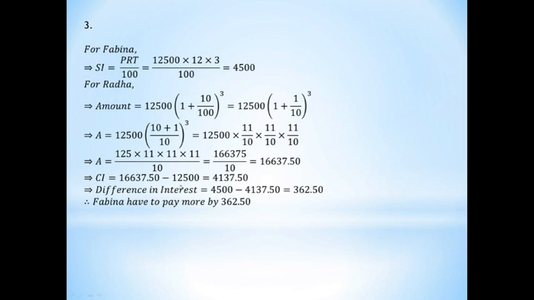So you need to find out the compound interest, that is amount minus P. 16,637.50 minus 12,500 is 4,137.50. So Radha has got interest 4,137.50 while Fabina has got 4,500. Then what is the difference between their interests? The difference in interest is 4,500 is more, and so you have to subtract 4,137.50 from it, and you will get 362.50 as the answer. So Fabina has to pay back the money more by 362.50.